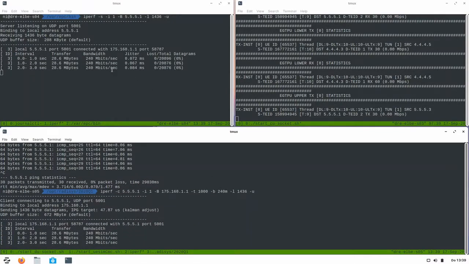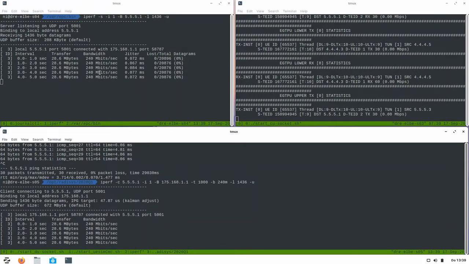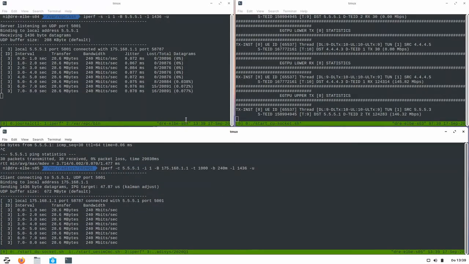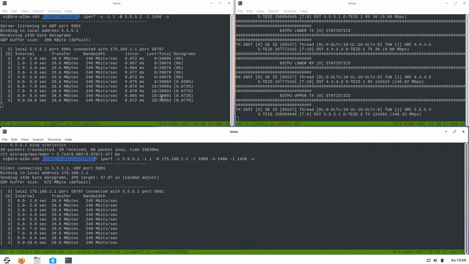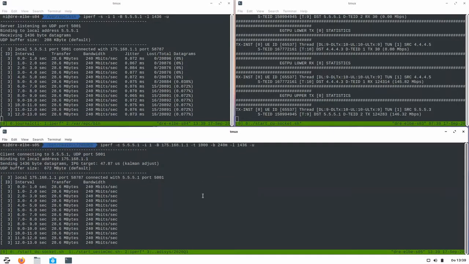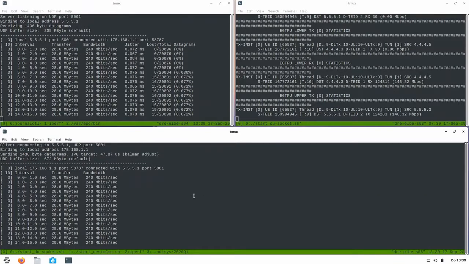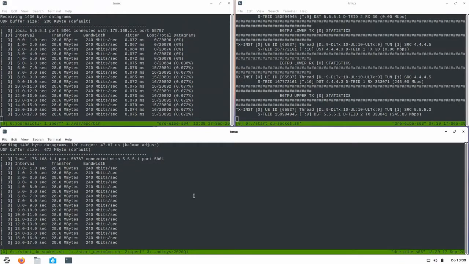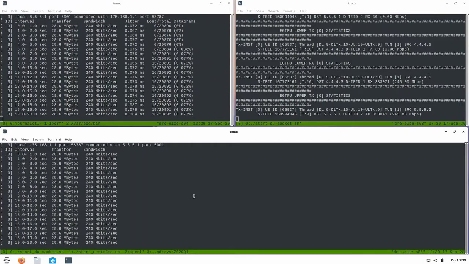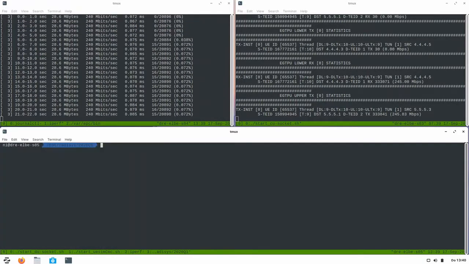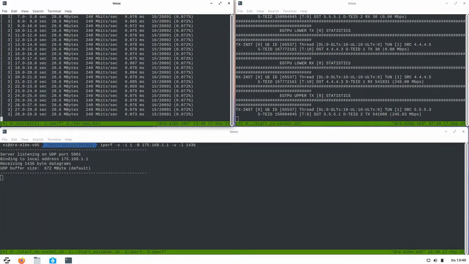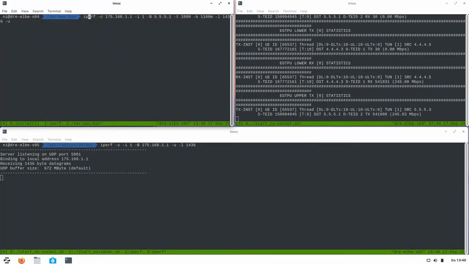And there we see we have around 240 megabit per second and only a minimal packet loss. So let's do this now for the opposite direction, for the downlink. Let's first run iPerf as a server. And the client that sends 1.1 gigabit per second.